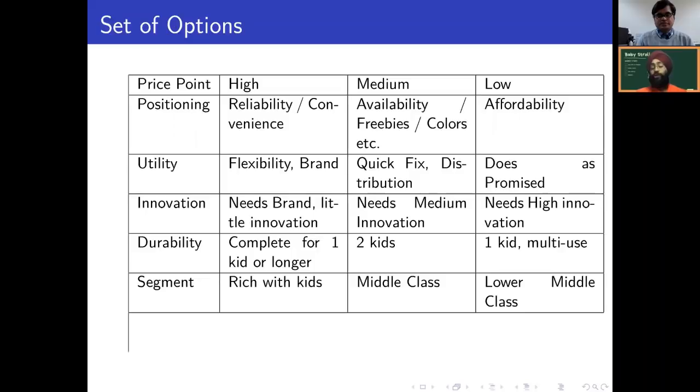In terms of innovation, for a highly priced product, you need a brand more than you need innovation, right? Even if you have very little innovation, it will just work fine. Of course, for medium, you will need medium. For a low price product, you would need a lot of innovation. Why? Because you would need to get this cost for yourself under control. So your innovation for an affordable product, if it is more affordable than other products, it has to be at your end. It has to be in how to develop that product or service, right? So that requires a fair level of innovation.